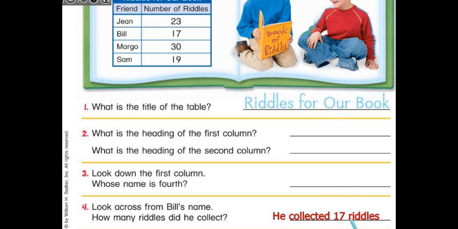Okay, how could I know that he collected 17? We go to his name, then we read across his name. We look across his name, we will find this number, which is 17, and this is the number of riddles that Bell collected. Okay? Now let's check the next one.